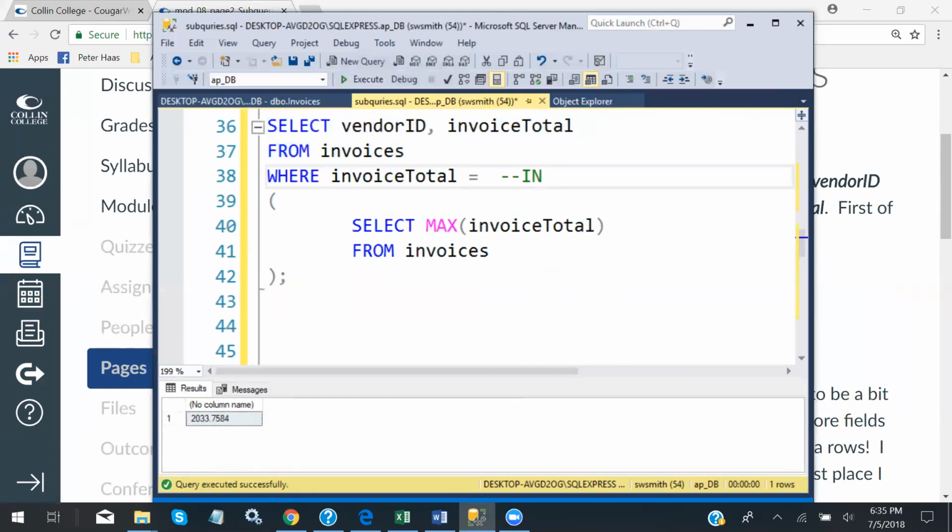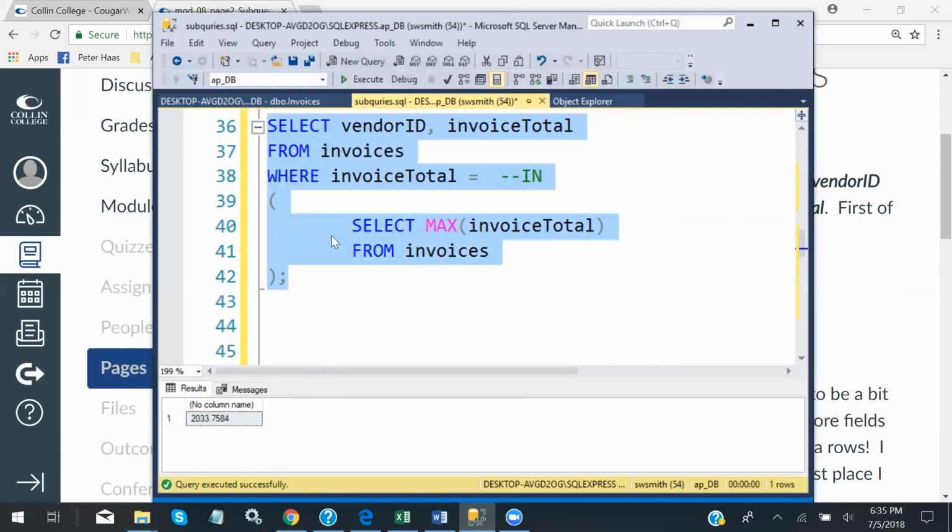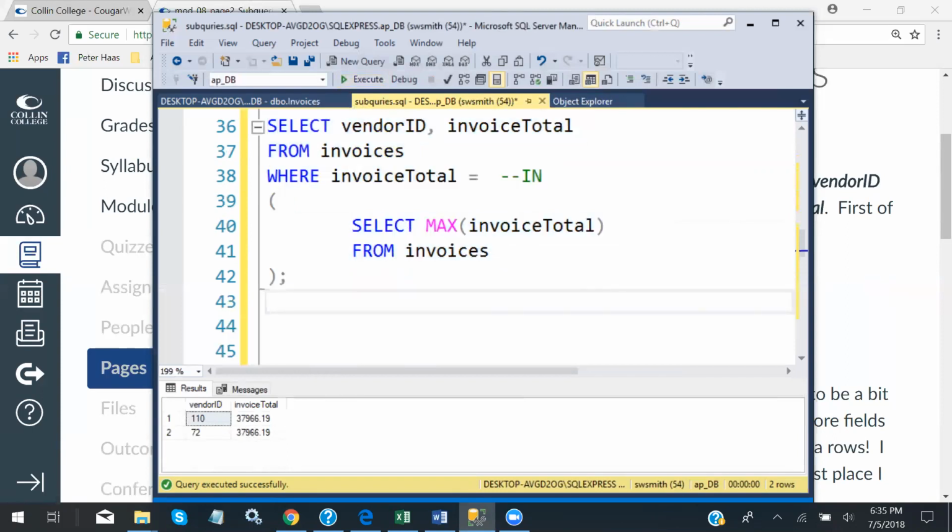If I were to execute this, I'm going to get on a soapbox here, so get ready, I'm about to rant and rave. Notice that it works. It gives me the answers: vendor ID 110, vendor ID 72, where you'll only get the first one unless you've changed your data. What about equal to?